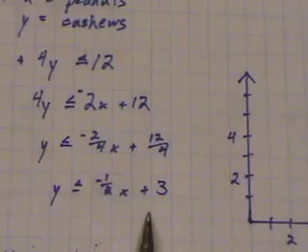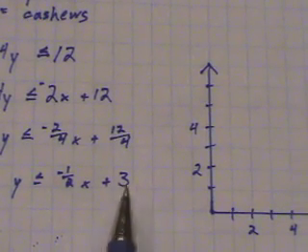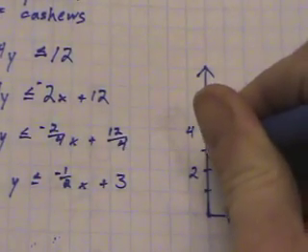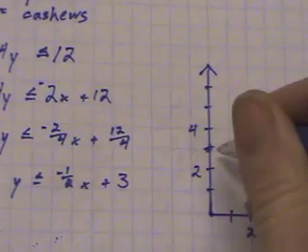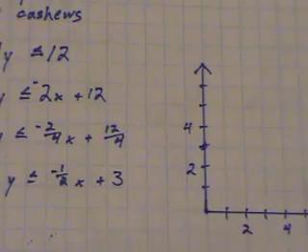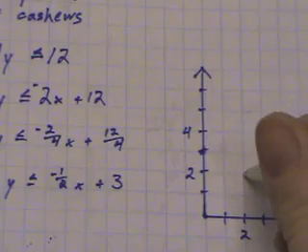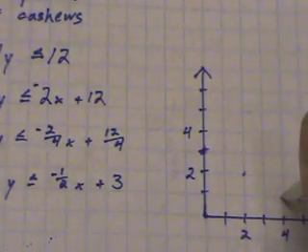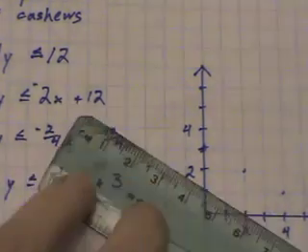And I thought about that, and I decided it'll just be easier to solve this problem if I graph it, because we have our y-intercept, and we have our negative slope. So we're going to go this way, down 1 over 2. Three points is one more than I need.